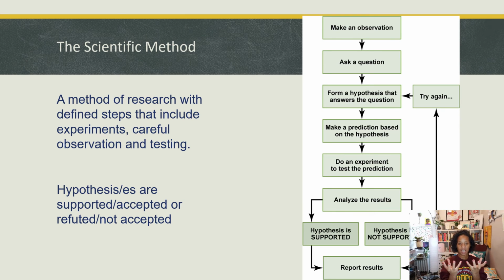So based on these observations, I would like to know blank. Use that question to form your hypotheses. You can have multiple hypotheses that would address a single question. And then from that hypothesis or those hypotheses, you want to make predictions, right? If this hypothesis is true, then the results will look like this. Then you'll do the experiments to test the prediction and analyze those results. At the end of the day, we want to say whether our hypothesis is supported or not supported, or we accept the hypothesis or we don't.